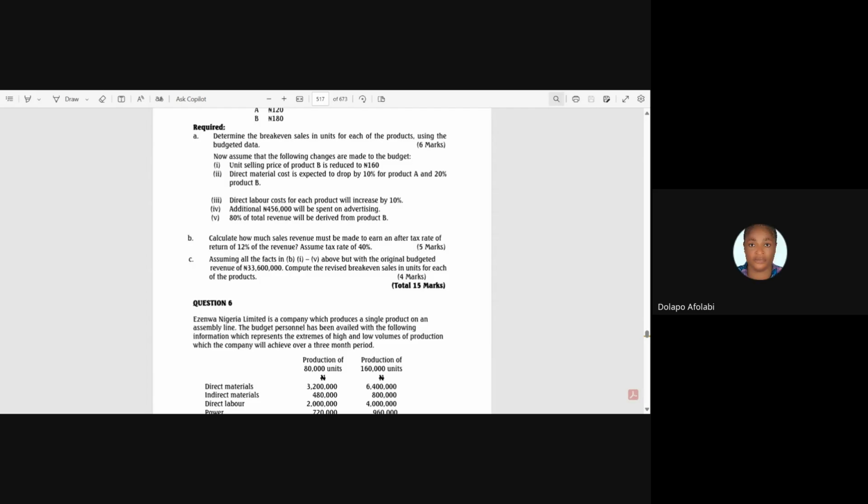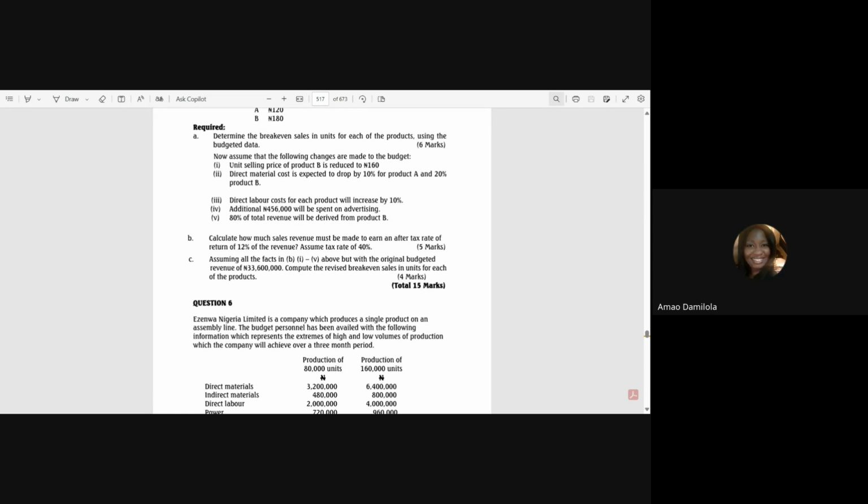What this is trying to tell us is that of all the revenues that will be coming in for the company, the revenue for product B will stand at 80%, while 20% will come from product A. It means product B will generate the higher percentage of the revenue that will be coming for that period.